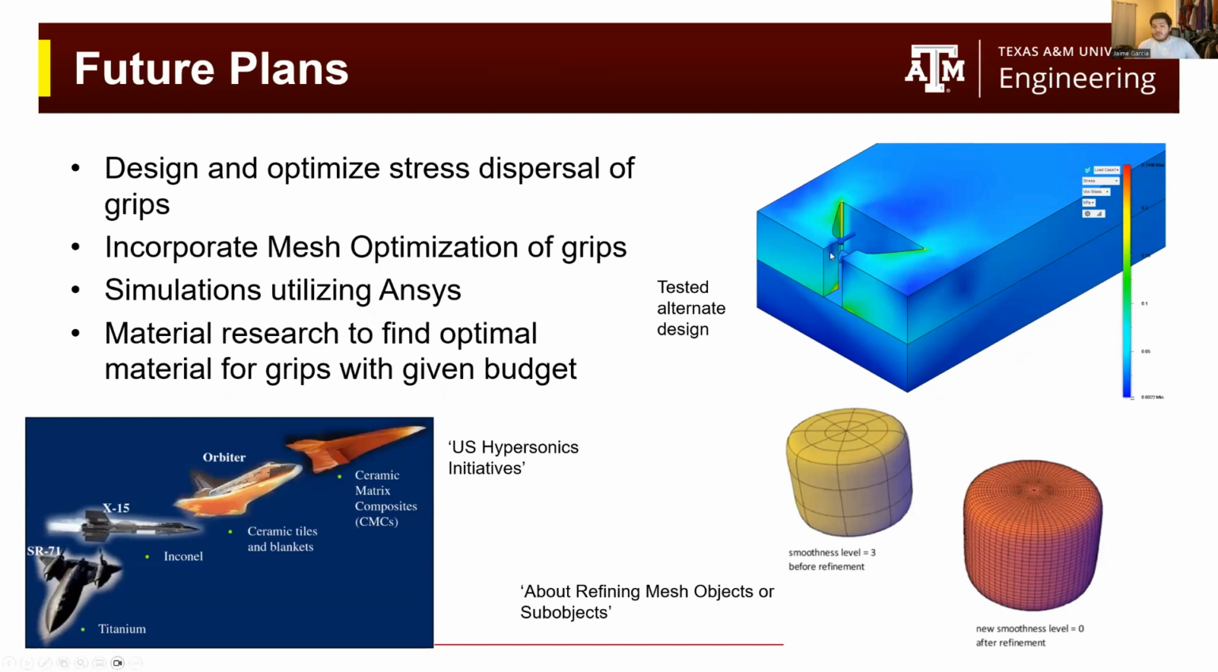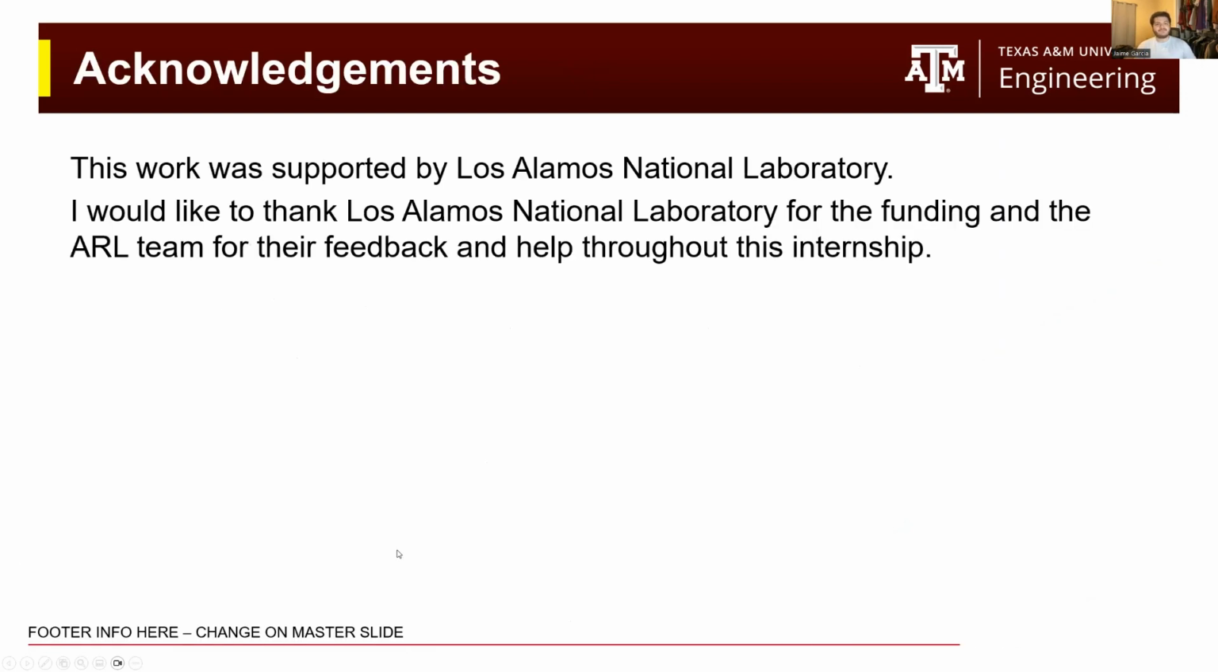Here we can see a potential design, and here we have 2 different shapes, one with very coarse mesh sizing and one with very fine. The very fine one covers the detail much more accurately, so the simulation is much more accurate. And here we have different metals and materials used for various hypersonic ships. The SR-71 has titanium, the X-15 has Inconel, the Orbiter uses ceramic tiles and blankets, and this airplane up here uses ceramic matrix composites, or CMCs.